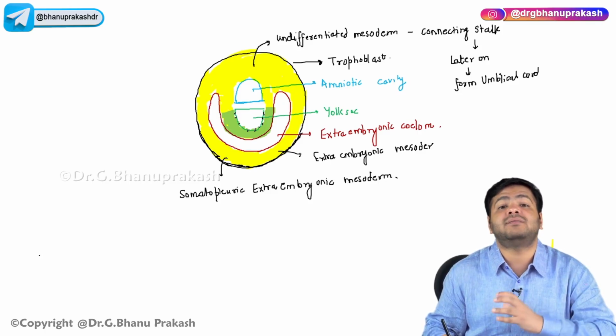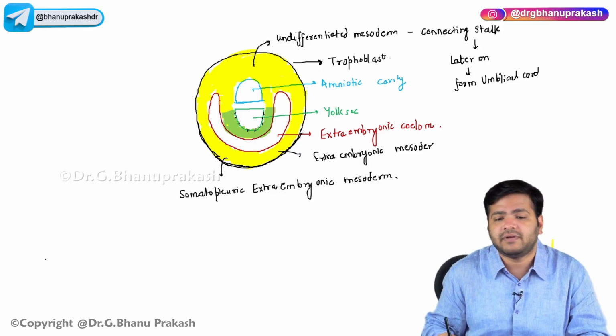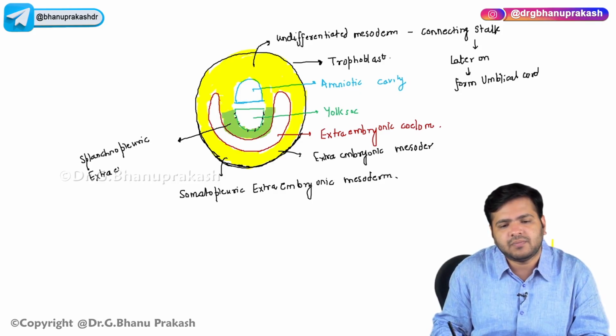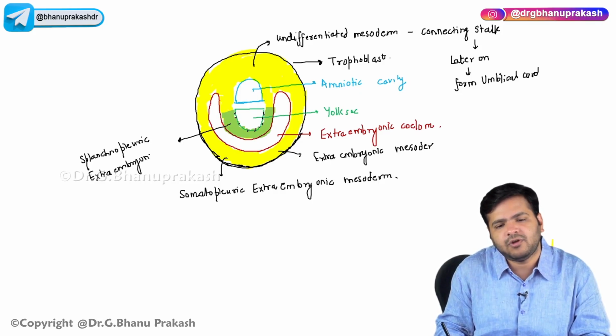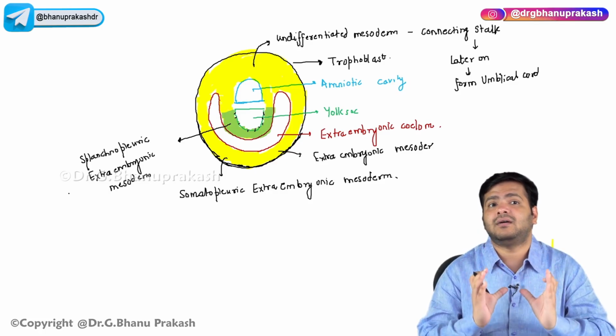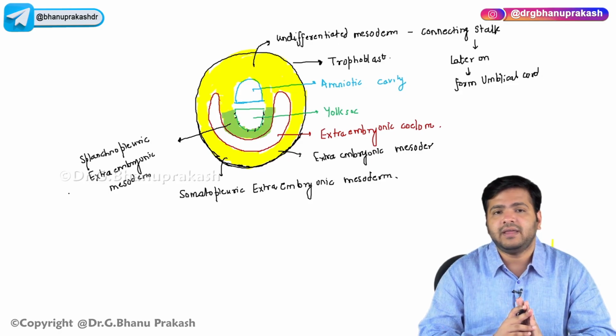Splanchno का मतलब ही क्या होता है? Visceral. It means visceral. It is towards the body viscera, right? Towards the visceral organ. So remember, this is the splanchnopleuric extraembryonic mesoderm. Obviously बात है, एम्ब्रियो के बाहर है, right? But it is up till the yolk sac, right? It is up till the yolk sac, right?